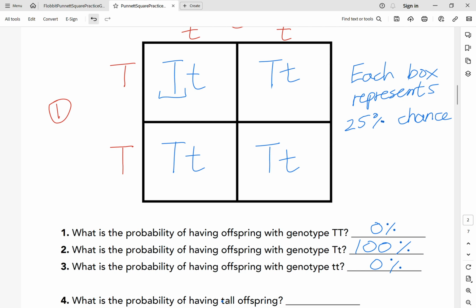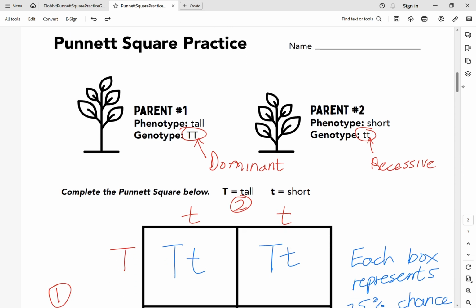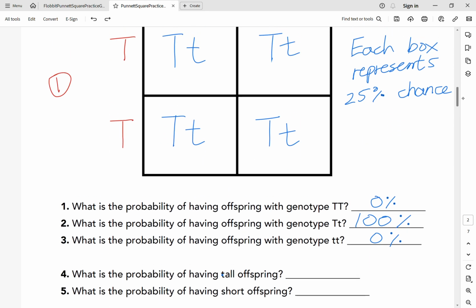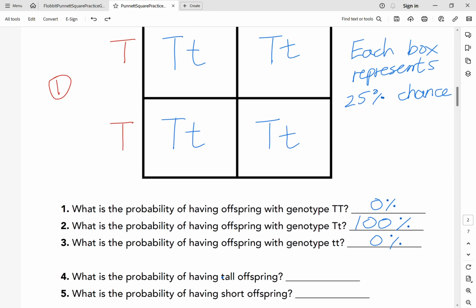As in, what I mean by expressed is the offspring will actually display this trait here. It will not display this trait, the small t trait. So what does capital T stand for? Well, if we go up a little bit higher, if we look at parent number 1, the capital T is the tall phenotype, which means that anytime they have a capital T, it's always going to be a tall offspring.